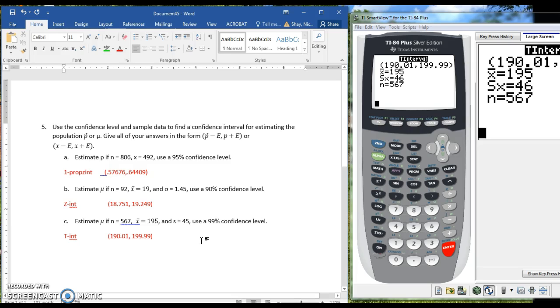So I'm going to send a follow-up video. If you need it in that plus or minus notation, there's a little bit more work you need to do. You can see they give us the mean as 195. That would be in the middle, and then you find the error. It's in the notes, but I'm going to send a follow-up video for that as well.